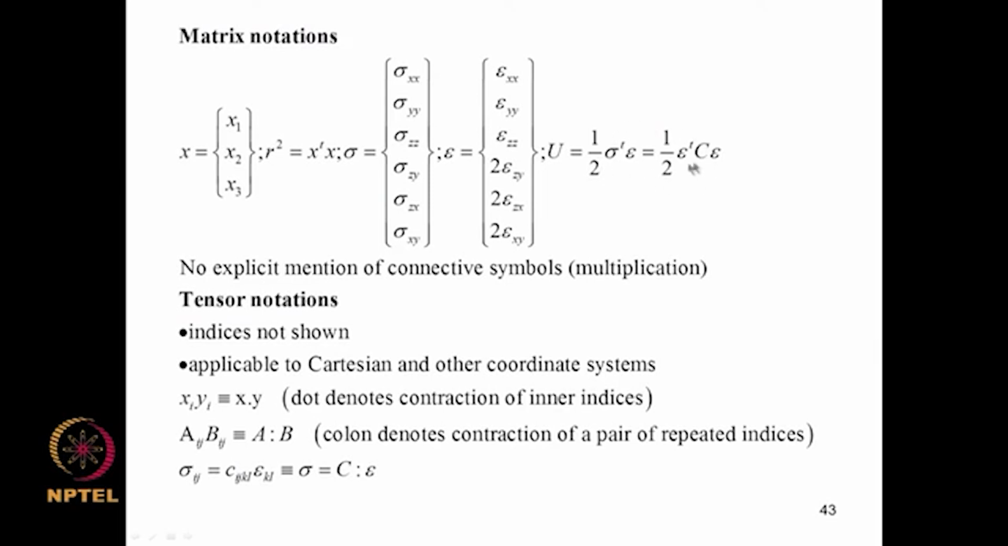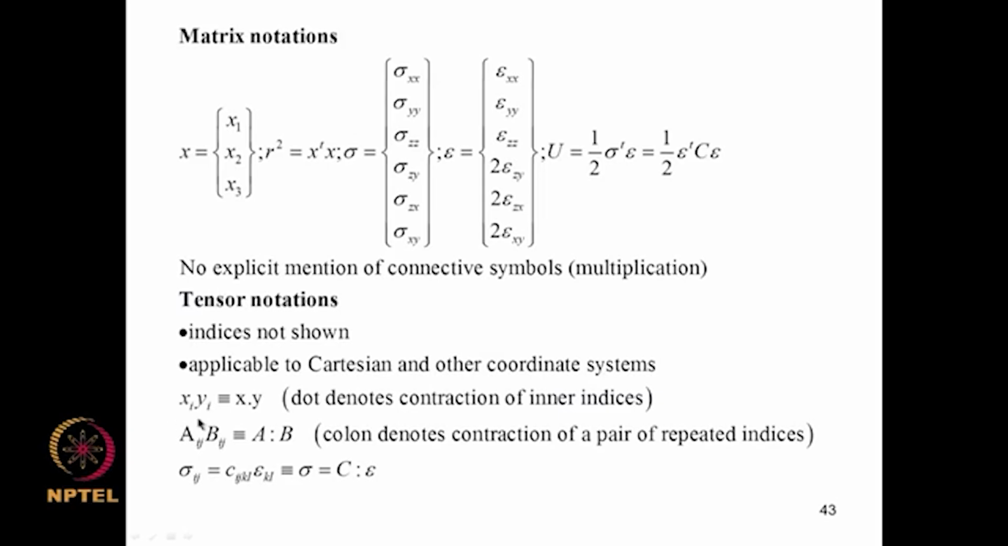So, we represent the terms like this, for example, r square is written as x transpose x and so on and so forth. So, when doing this we do not write explicitly the connective symbols. For example, when I say x transpose x, I am not putting in between any dot or a multiplication or any other symbol. In tensor notations, indices are not shown. This is applicable to Cartesian and other coordinate systems.